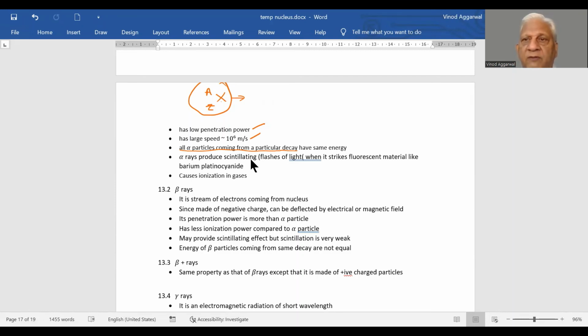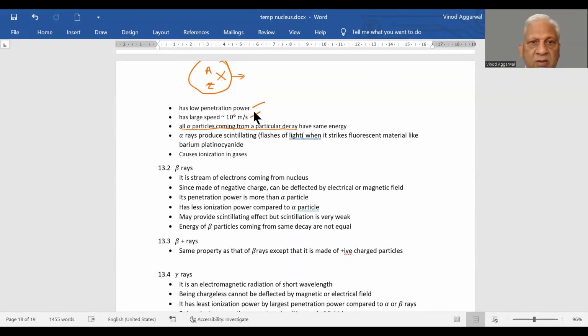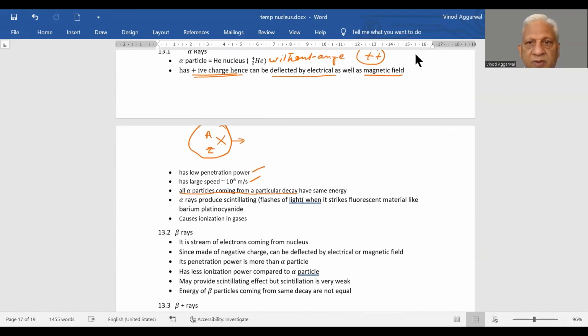If at night you take off your pullover, you will see some light flashes coming out. It's because your woolen pullover develops some charges, and when the charges try to neutralize, they discharge and produce some sort of light. Okay. And since alpha particles are positively charged, they can cause ionization in gases.